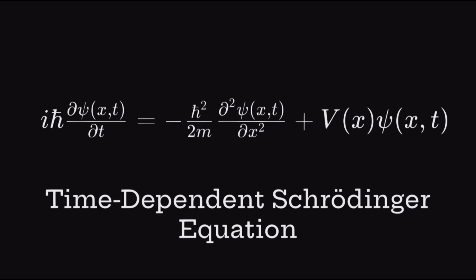Schrödinger's equation is essential because it helps predict the behavior of quantum particles. Without it, we wouldn't have technologies like lasers, quantum computers, or even a proper understanding of atoms. It's essentially Newton's second law of quantum mechanics.